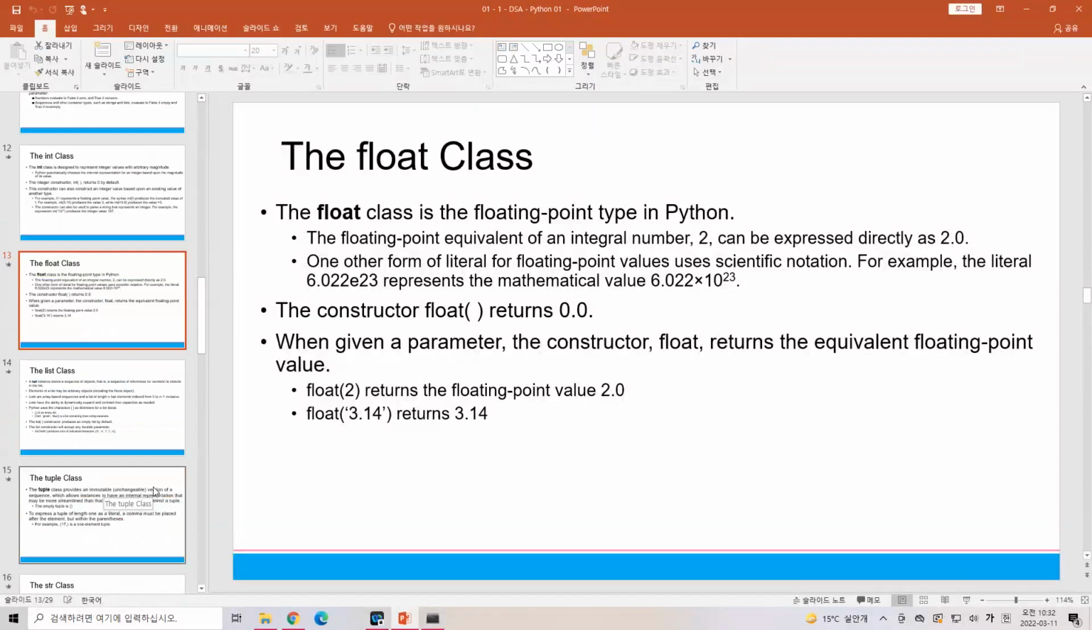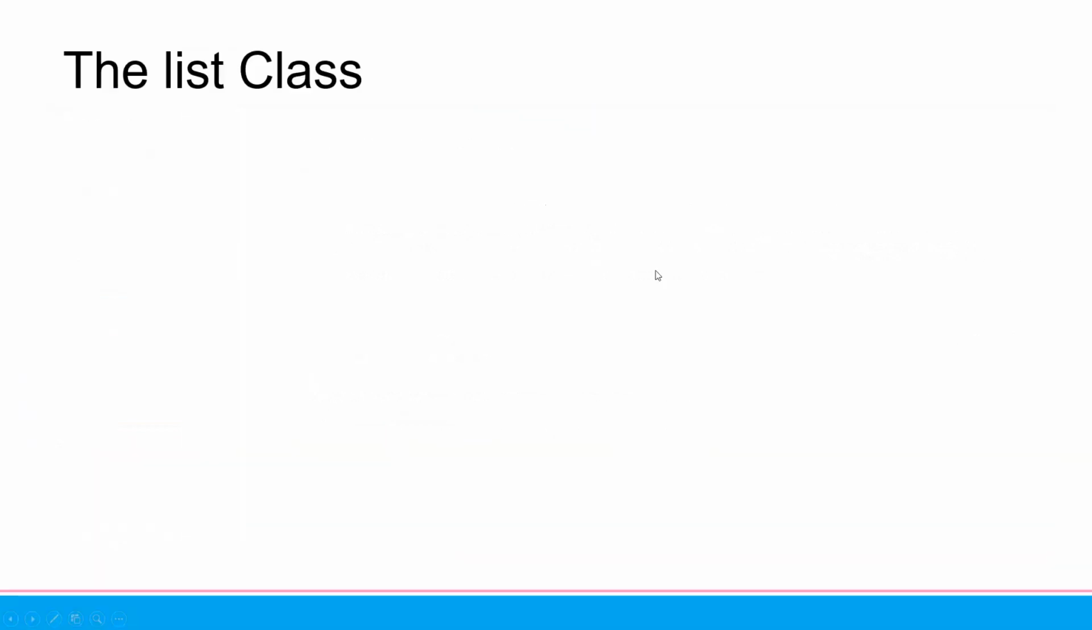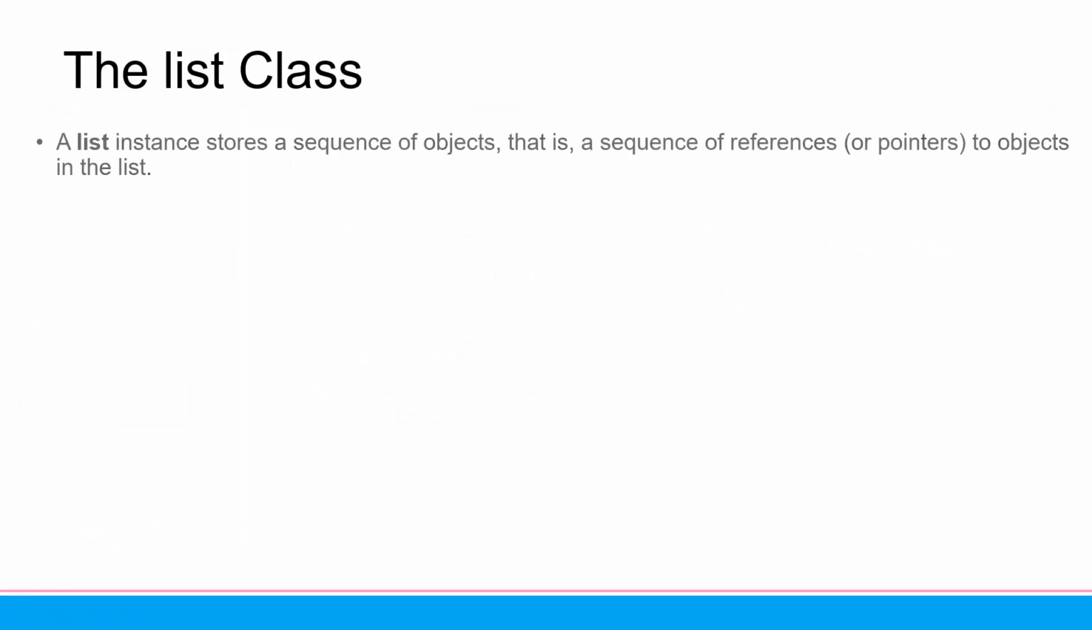After we understand the integer and float, we are going to learn about a more complex data structure, which is list. In the list class, we can create a list instance, and it stores a sequence of objects. So objects can be anything. It can be an integer, or a float, or a string.